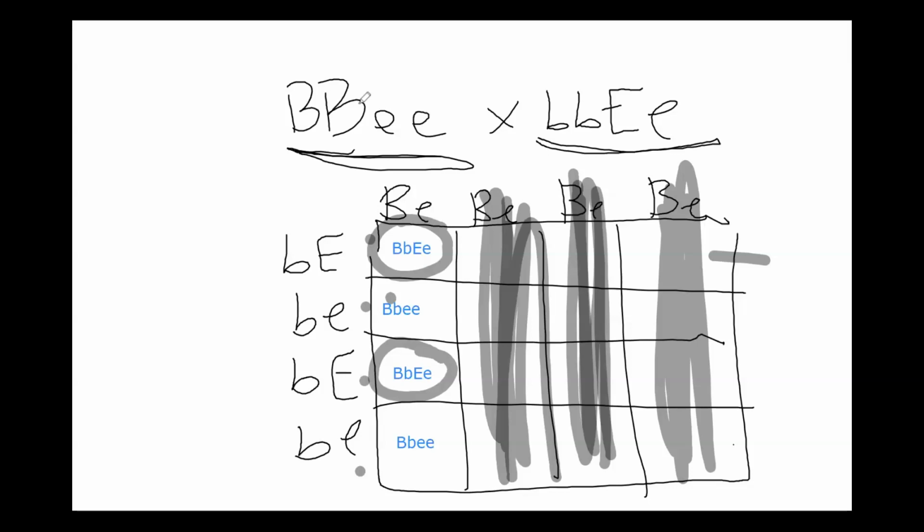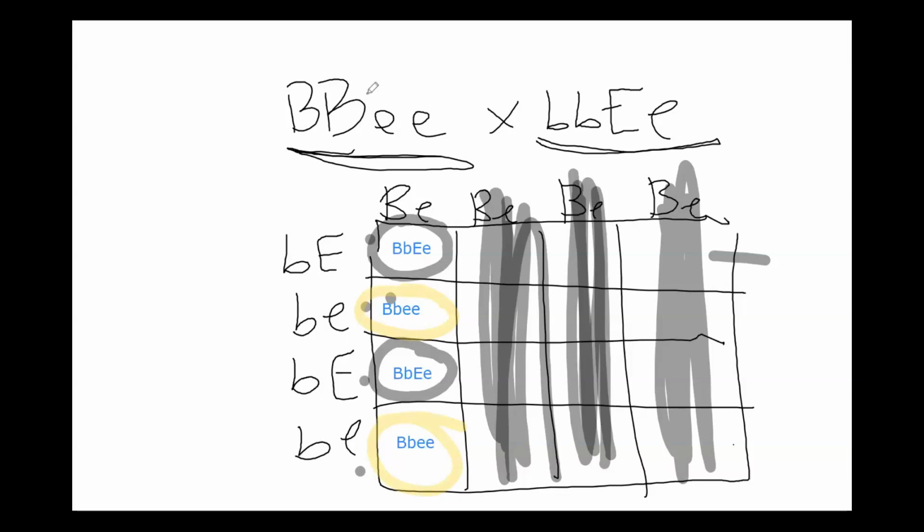Black nose, floppy ears. Do we have any black nose, floppy ears? Here, black nose, floppy ears right there. Same thing. If you had filled in all 16 boxes, you would have found 8 out of 16. Or if you did it like this, you would have found 2 out of 4. Or if you even reduced it further, you would have found 1 out of 2.